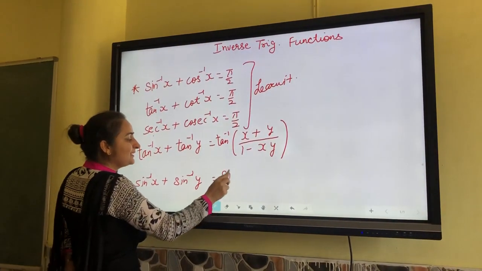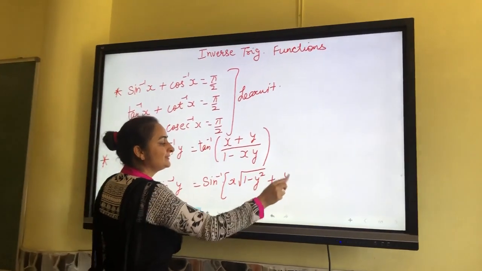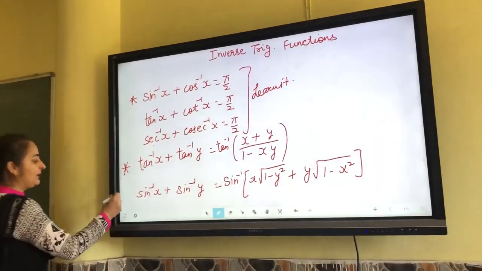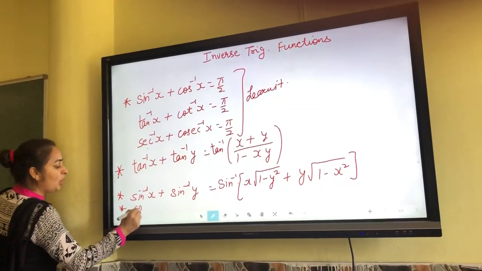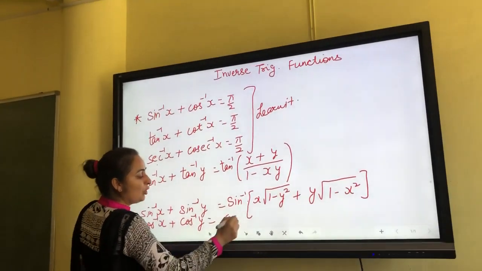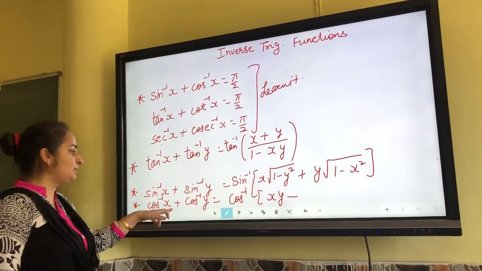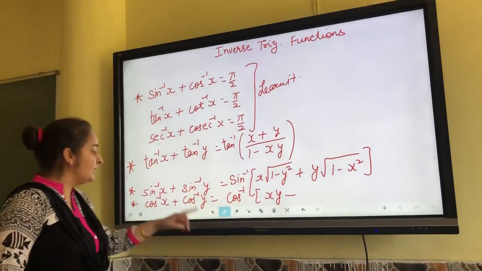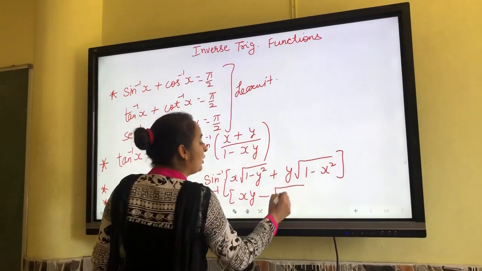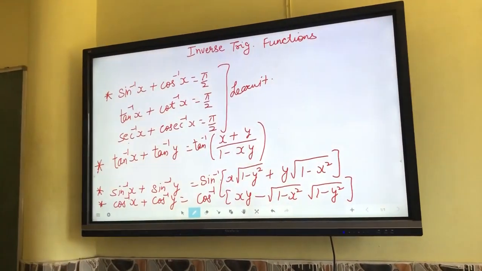Now the next relation is between sine inverse x plus sine inverse y. The formula is sine inverse of x under root 1 minus y square plus y under root 1 minus x square. And one more, the relation between cos inverse x plus cos inverse y. That is cos inverse of x multiplied by y minus under root 1 minus x square and 1 minus y square. In case of cos, if there is plus in the question, there is minus in the result, and if there is minus in the question, then we apply plus in the result. These are some of the important results.